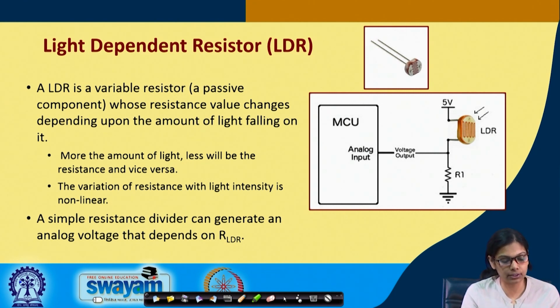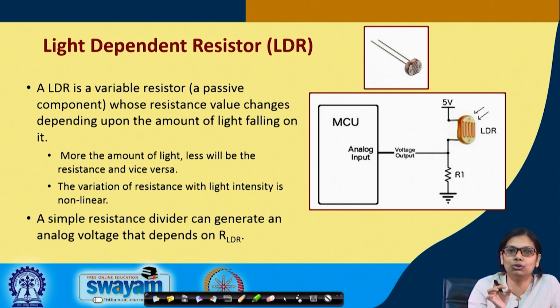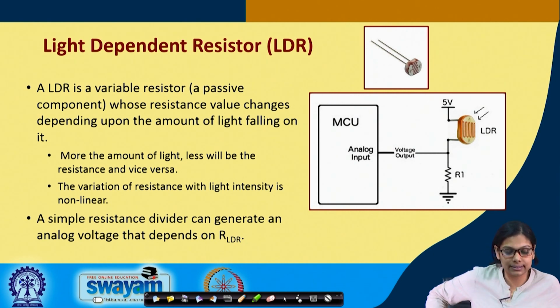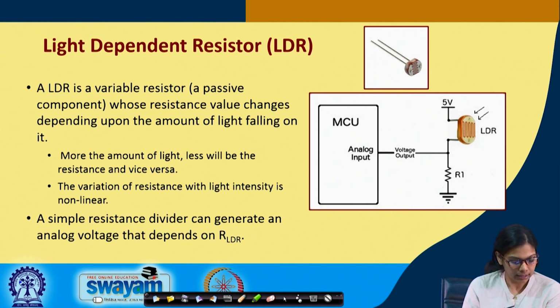The variation of this resistance with light intensity is non-linear. For the LM35, we have seen that with a 10 millivolt change, there is a degree centigrade increase in temperature, so there was a linear change. Here that is not the case; the variation of the resistance with light intensity is not linear. A simple resistance divider can generate an analog voltage that depends on the resistance of this LDR.